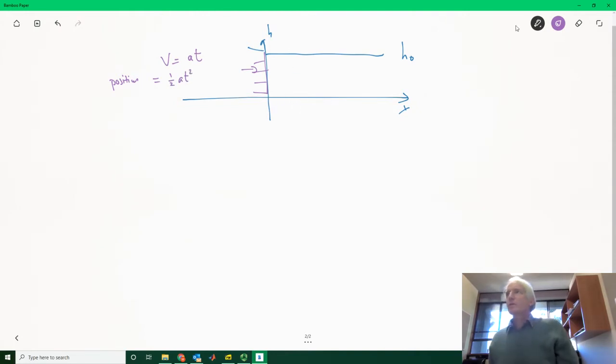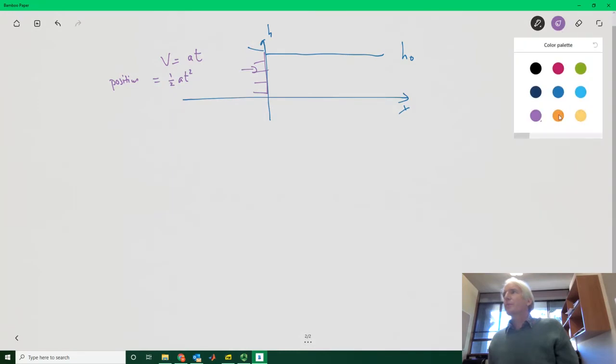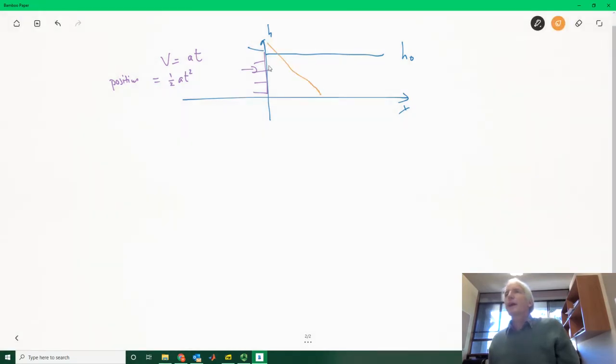So we look at the characteristics now. We have all these C minuses coming like that, filling the space. So here are the C minuses, and they all come from still water. So on C minus, we've got U minus 2C is equal to minus 2C naught. So that's true everywhere.